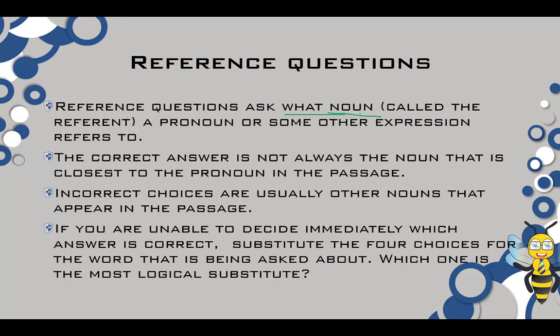So the correct answer is not always the noun that is closest to the pronoun in the passage. Incorrect choices are usually other nouns that appear in the passage. So we're talking about pronouns and nouns. And these questions are always like, what noun does the pronoun it on line 7 refer to? Obviously you need to read that line 7, but also the previous sentence, and identify who they are talking about. If you're unable to decide immediately which answer is correct, substitute the four choices for the word that is being asked about. Which one is the most logical to substitute?